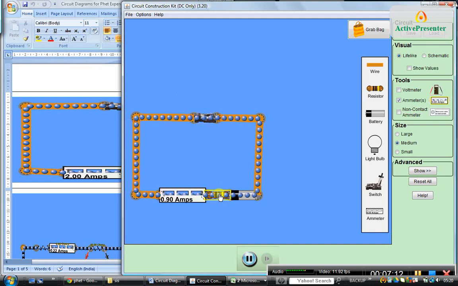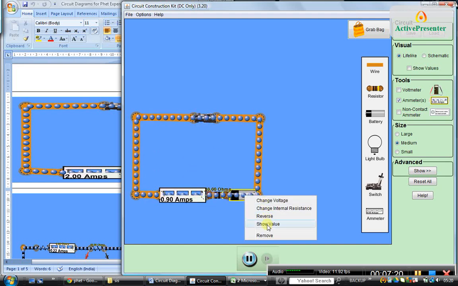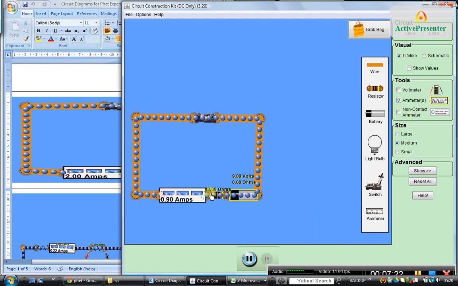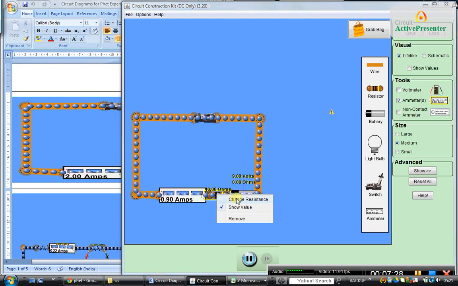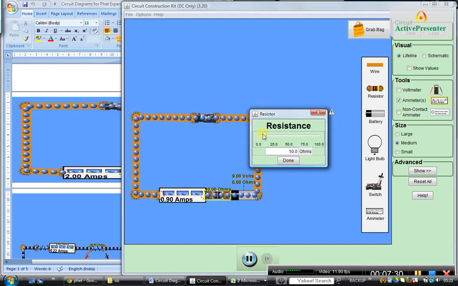So right click on the resistance, make it show the value. Right click on the battery, make it show the value. So right now the initial value is 10 ohms. So I said each one of you should use some different value of ohms. So let me change the resistance. Let me make it some different value.